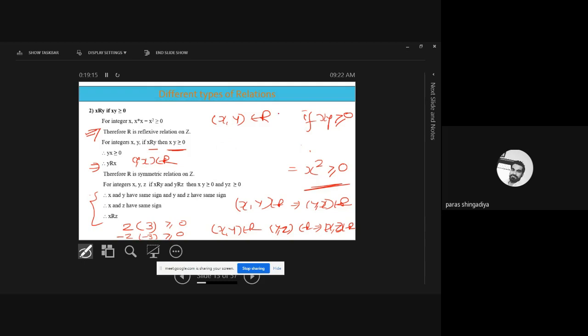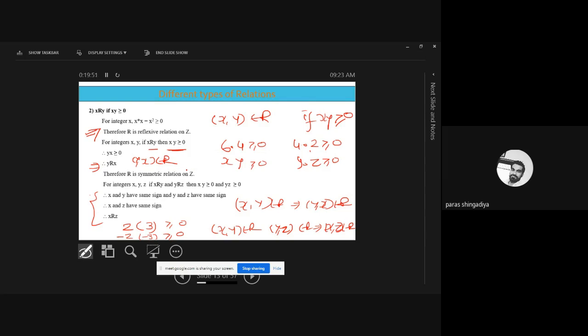Clear? If I consider 6 and 4 as x, y, that is greater than or equal to 0, and 4 into 2, that is y and z, that is y times z, is also greater than or equal to 0. Here 6 into 4 is x, y, and 4 into 2 is y times z. So now check these two values, x and z. Both have the same sign. All these four values have the same sign. Then we get a greater than or equal to 0 answer.